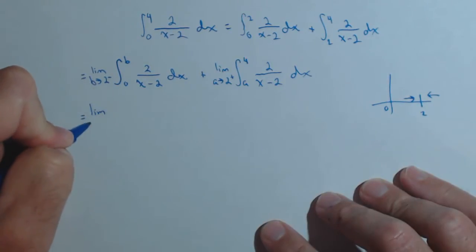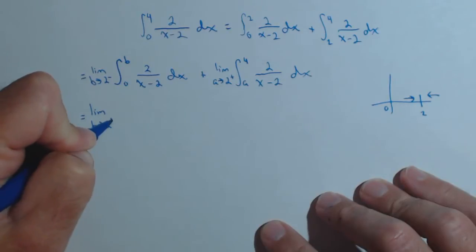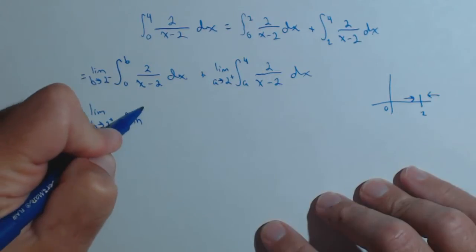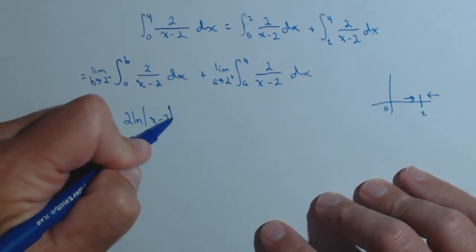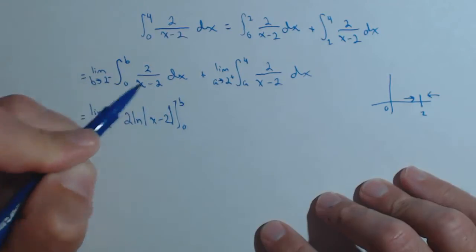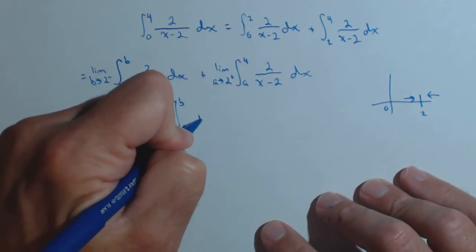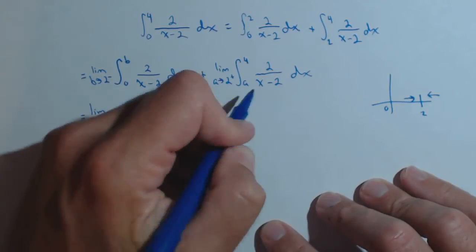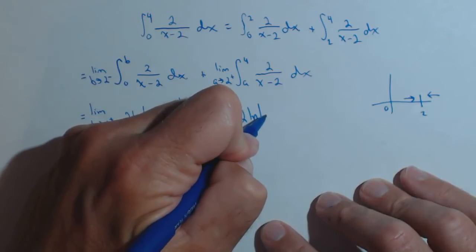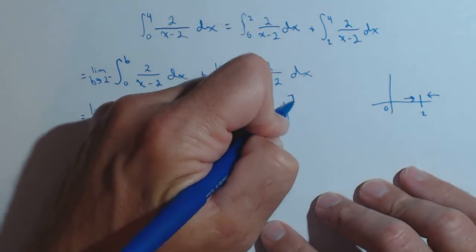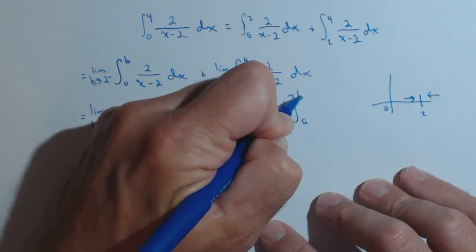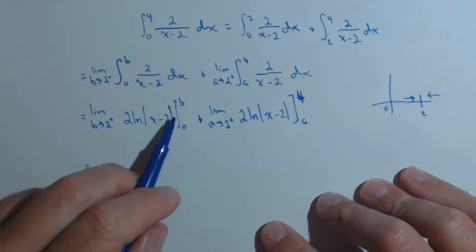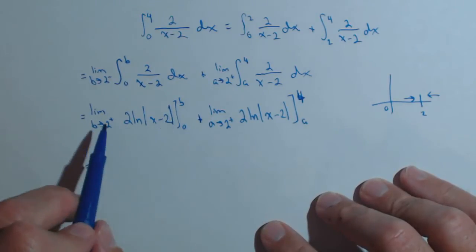So we have the limit as b goes to 2 from the left. The antiderivative here, I'm not going to spend a lot of time on this. It's 2 natural log of the absolute value of x minus 2 as we go from 0 to b. Plus, over here, limit as a goes to 2 from the right of 2 times the natural log of absolute value of x minus 2 from a to 4. So we're going to plug in our limits of integration, then we're going to take the limits.